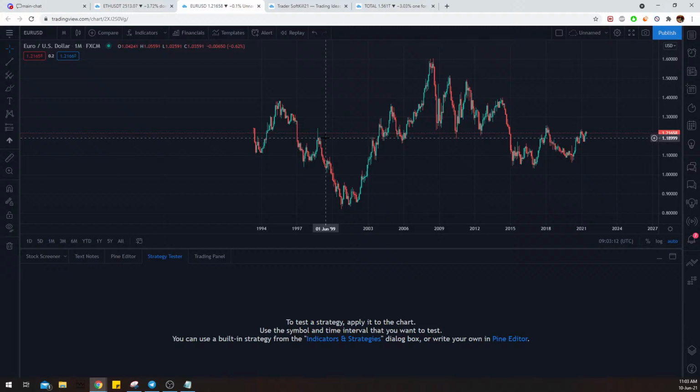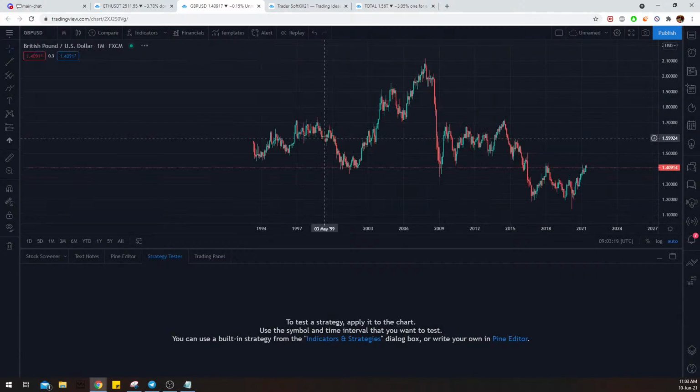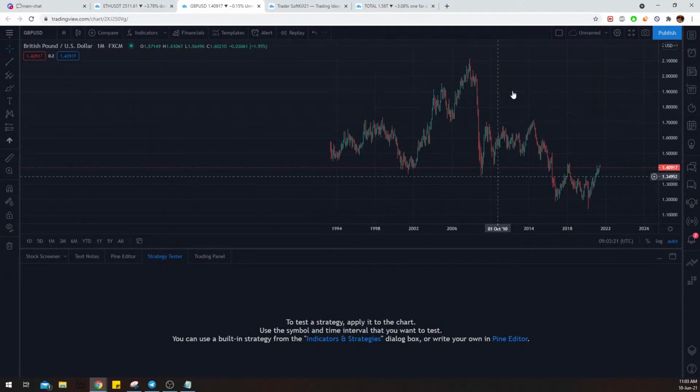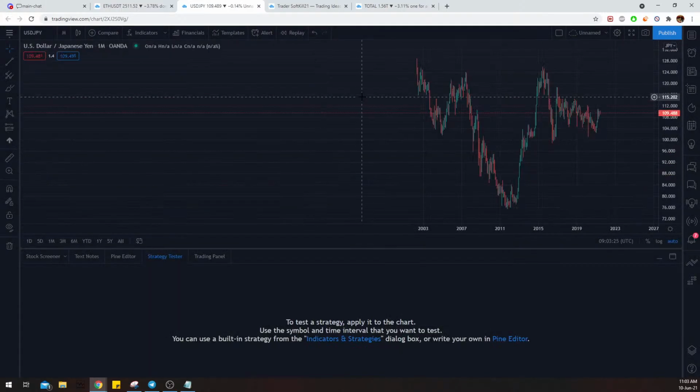So you see, for example, the Forex, overall it's a side market trend. Look, for example, at GBP USD, the same stuff. More or less it's kind of a side market. If you go to USD Japanese, you are also going to see a side market. So you see, it's not always fully trend defined.